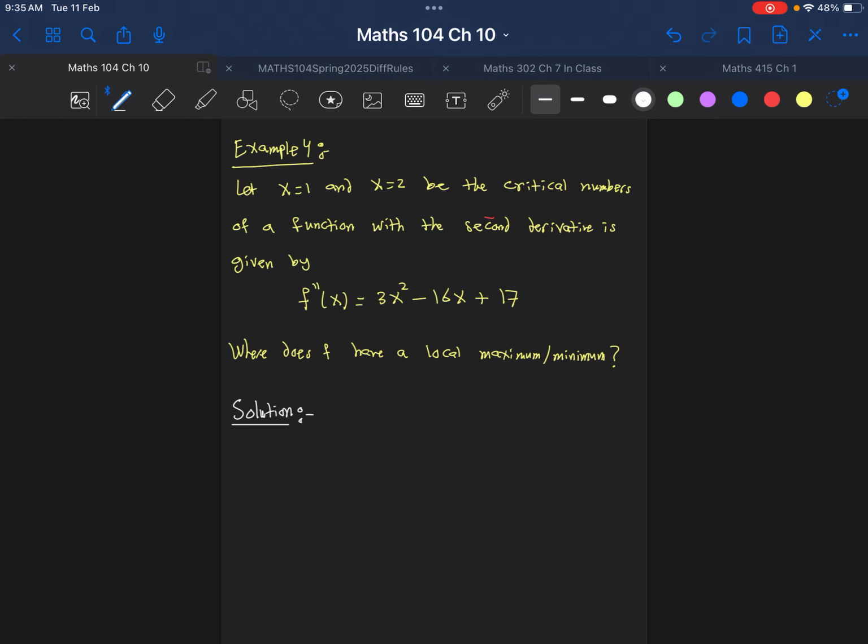Last question here in this topic. We are given that the critical numbers are x equal 1 and x equal 2. We are given the second derivative, and it says where does f have local maximum or minimum. This question is even easier than what we did before, because here I have the second derivative. I don't need to find the critical number and then find the second derivative. Everything is given to me. All we need to do is substitute the value for x.